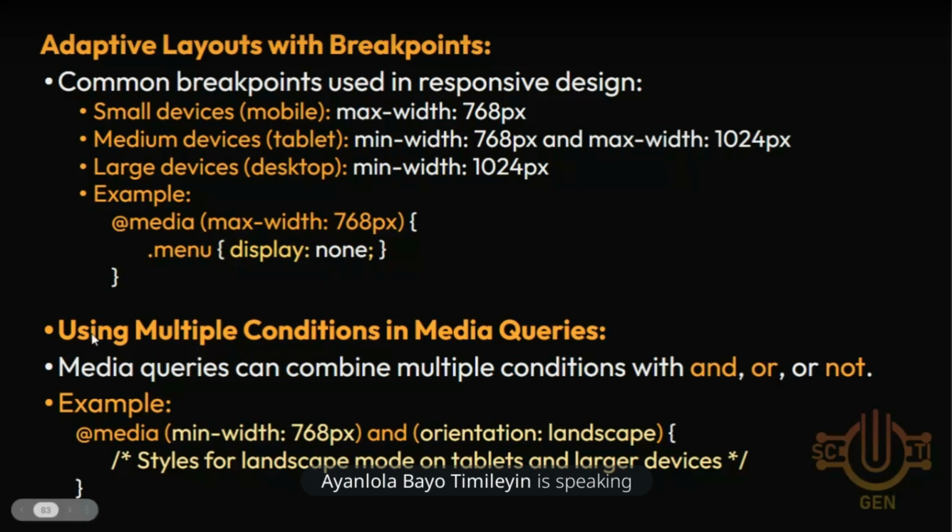So you can also specify multiple conditions. So using multiple conditions in media queries, media queries can combine multiple conditions with and, or, not. So, for instance, you have this media and then you have the first condition, minimum width. If the minimum width is 768 pixels and the orientation is landscape, which means if the user has changed the mode of the device from portrait to landscape, right, then you write your styles. So styles for landscape mode on tablets and wider screens because of the minimum width that you have set here to 768 pixels.